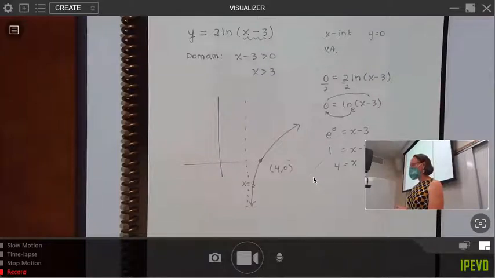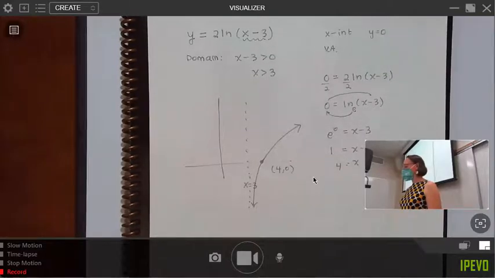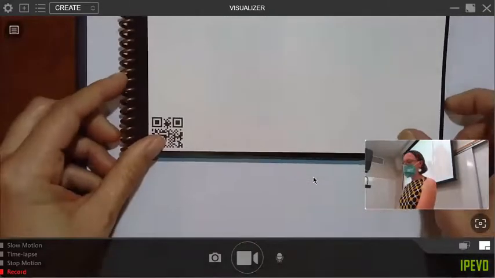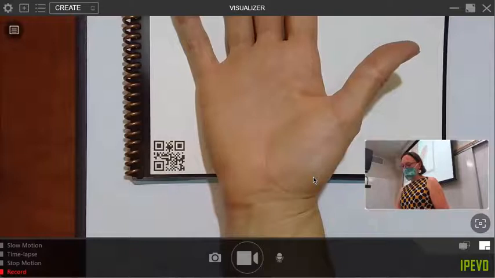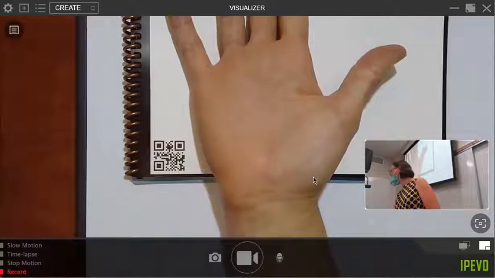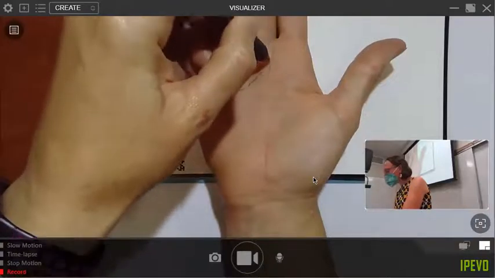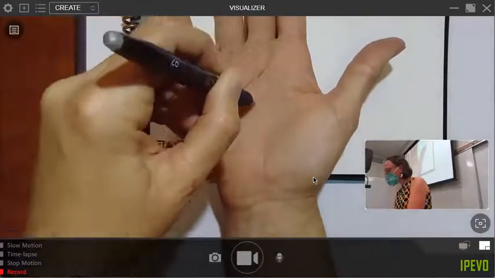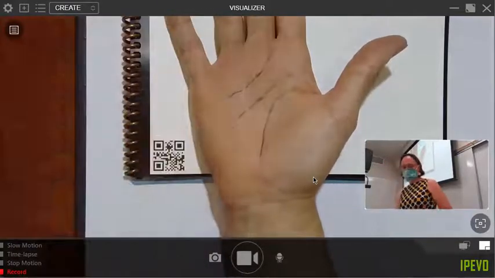I don't want to leave without showing you this trick, just because I think it's cool. I hadn't seen it before. Grant showed me. I don't know if any of you know Grant. He's one of my colleagues. If you are lucky, the natural log is so natural, it's on the palm of your right hand. If you're lucky, you've got e to the x, the y equals x line, and natural log of x.